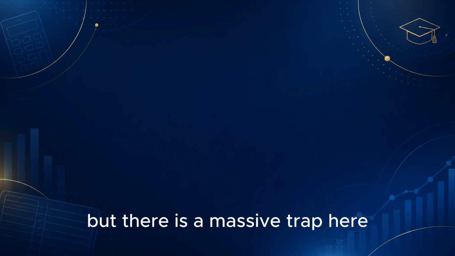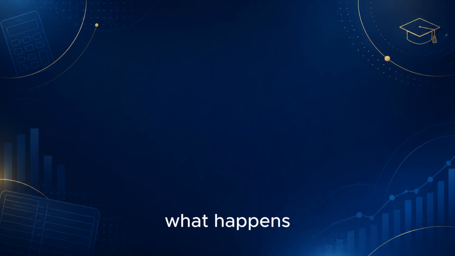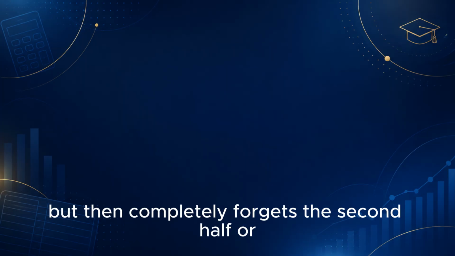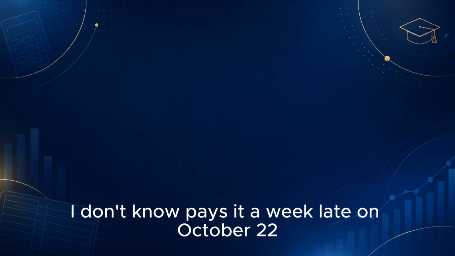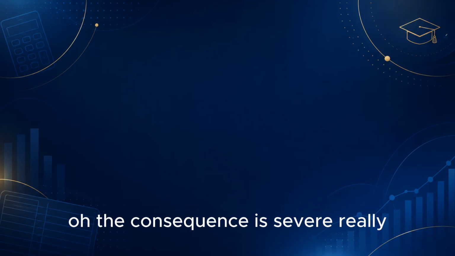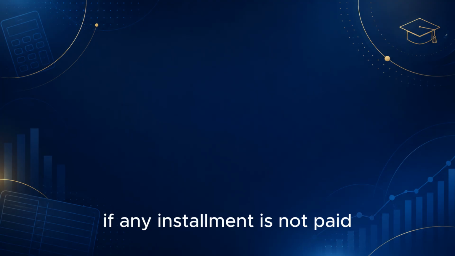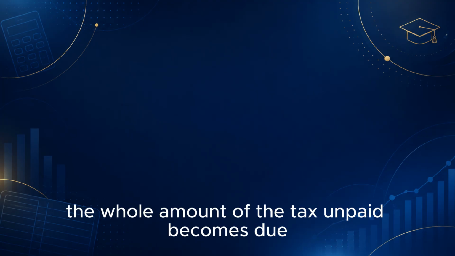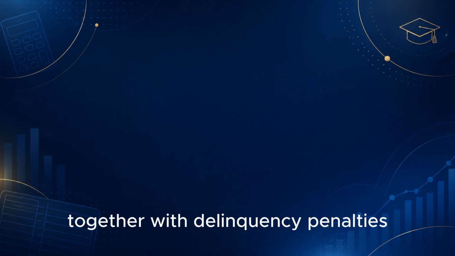But there is a massive trap here. What happens if our taxpayer pays the first half on April 15th, but then completely forgets the second half, or, I don't know, pays it a week late on October 22? Oh, the consequence is severe. The law states that if any installment is not paid on or before the date fixed for its payment, the whole amount of the tax unpaid becomes due and payable immediately, together with delinquency penalties.